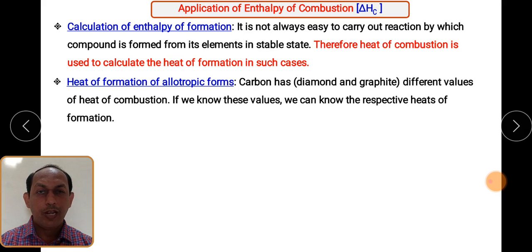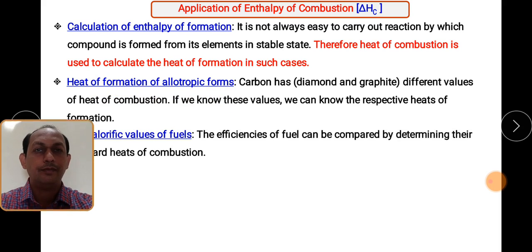Then we can also calculate the heat of formation of different allotropic forms. Okay, suppose allotropic forms means what? Suppose we will take the example of carbon. As we know that carbon exists in two forms. It may be either diamond or graphite. So these are the allotropes. So if we know the value of heat of combustion of these particular allotropic forms, then we can also explain its heat of formation from its heat of combustion value. So we can calculate the heat of formation of allotropic forms such as carbon.